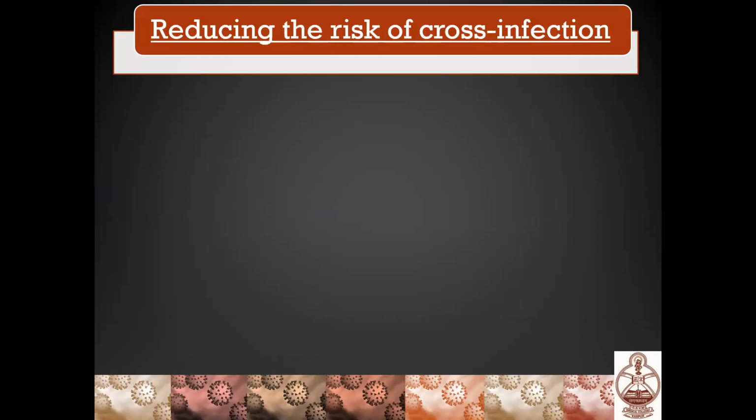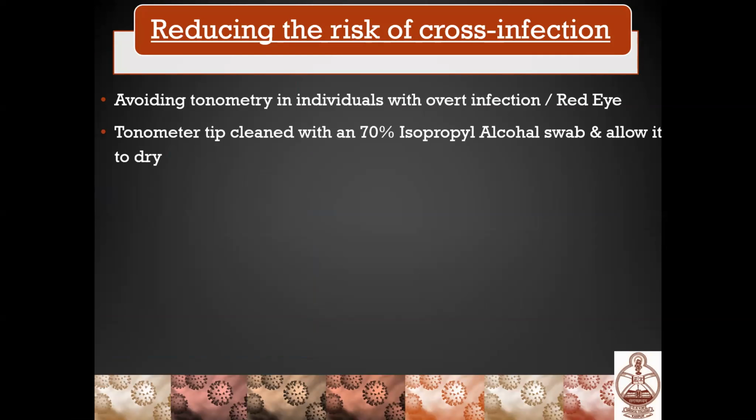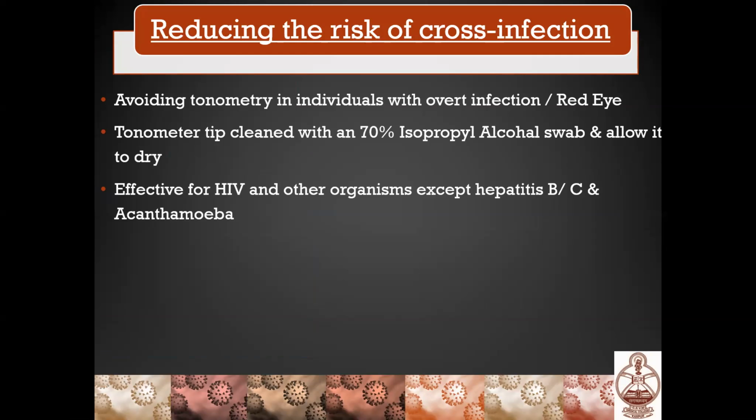Now, another important issue is that we need to reduce the risk of cross-infection, which is very, very important with both of these tonometers because they are contact devices. So we need to avoid tonometry in any individual who has an infection or a red eye. We need to clean the tonometer tip with 70% isopropyl alcohol swabs, which also takes care of the corona infection.